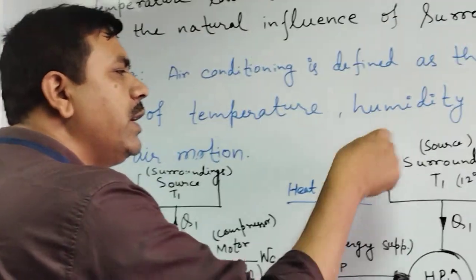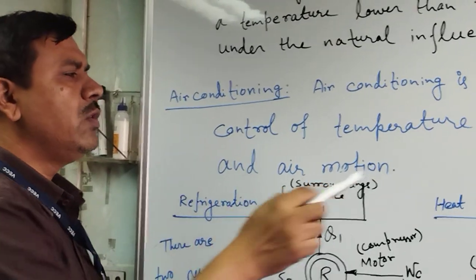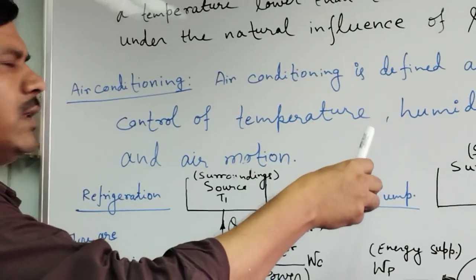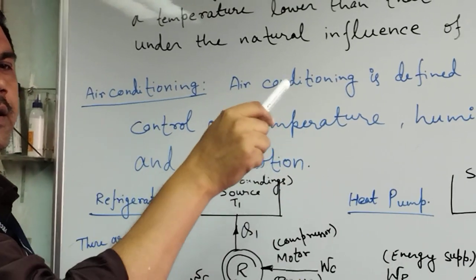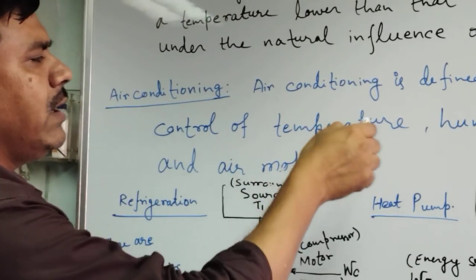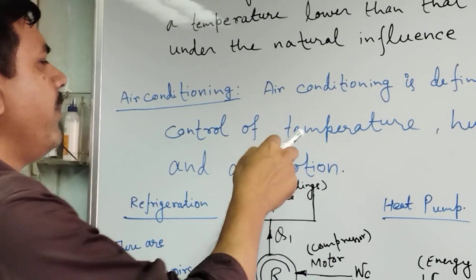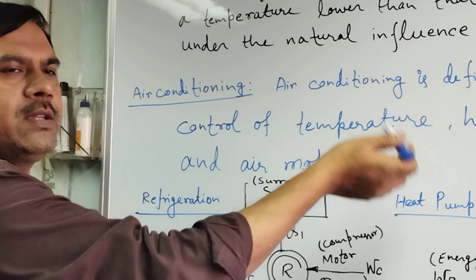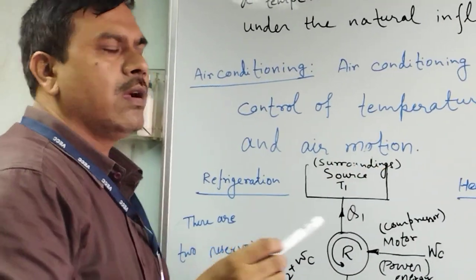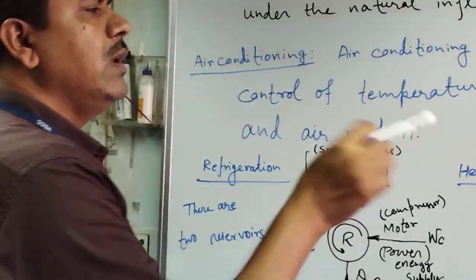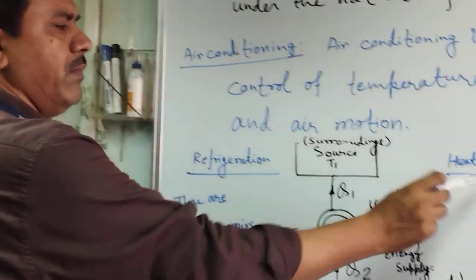If humidity is increasing, then we apply the heater to reduce the humidity, and if temperature is increasing, then coolant is provided by circulating the coolant through the compressor, and the room temperature is decreased, and the AC works, and the cycle is completed. Now we go to the refrigeration and heat pump.